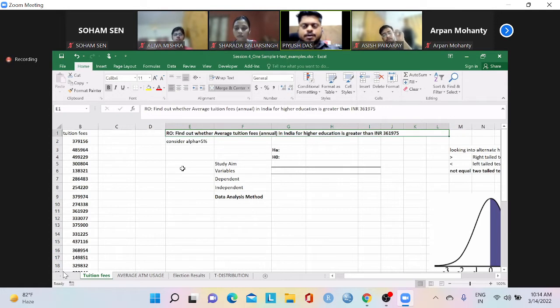So for me, the overall objective is to make sure that you understand the concept: given a data set, what kind of data analysis are you going to carry out? What are the steps?